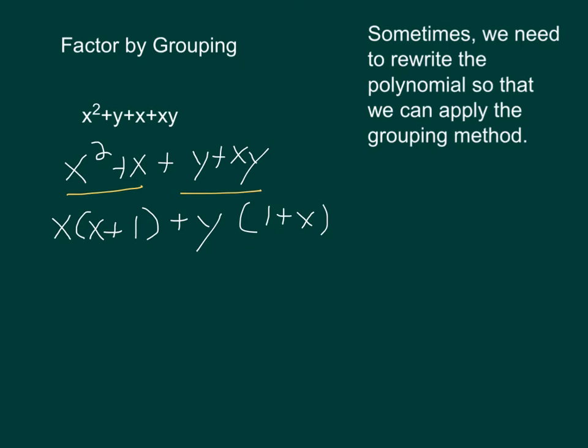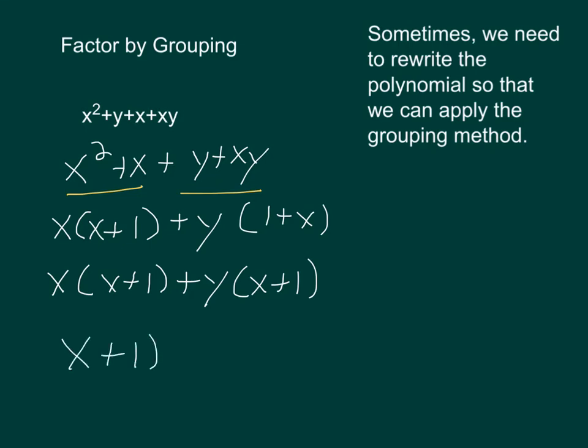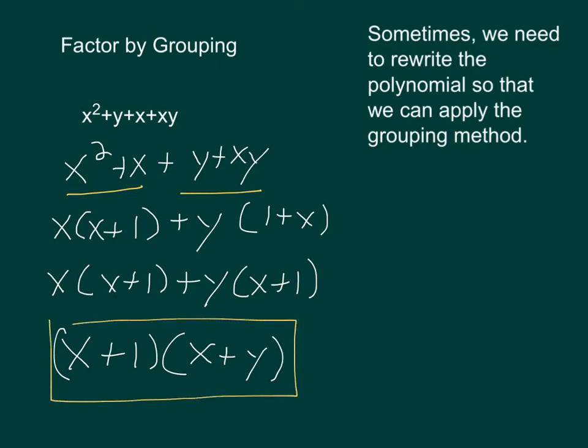Now, while they look different, they actually are identical. They're identical because I could rewrite one as the other. X plus 1 is the same thing as 1 plus x. So I could change my second one to just be x plus 1 times y. And now that they're the same, I have a common binomial factor. I'm going to take those out, and I'm going to have x plus 1. And then what gets left behind is the x and the plus y. And that's all that I need to fully factor this polynomial.